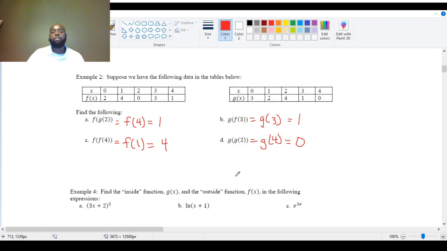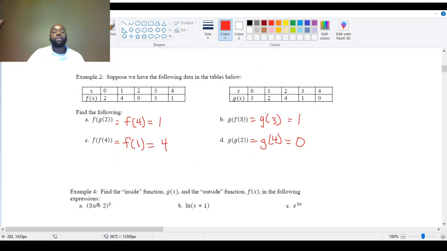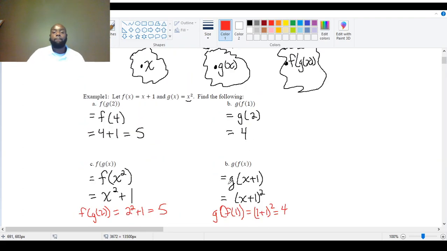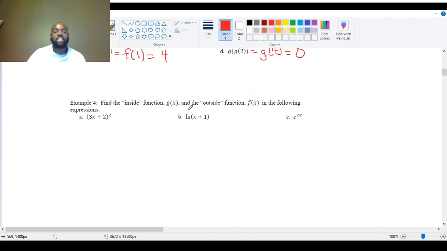Let's look at being able to determine which function is an inside and outside function when we look at composite functions. So in this notation, g of x, this function that is applying to our input variable first, that's what we're calling our inside function. And then f of x, which is done last, is our outside function. And the words inside and outside are going to make a little more sense once we start getting into how these things look here, right? So it says find the inside function, which we're going to call g of x, and the outside function f of x in the following expressions.